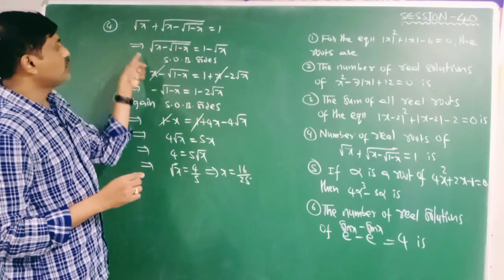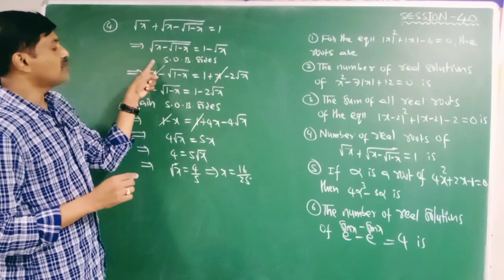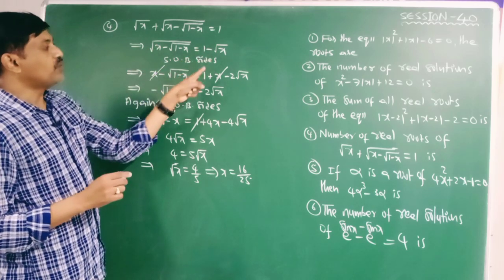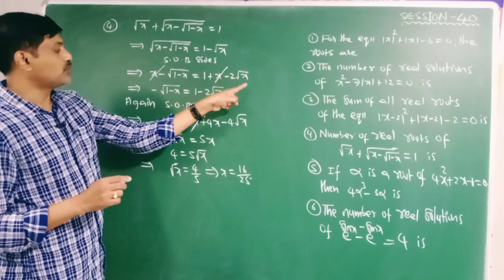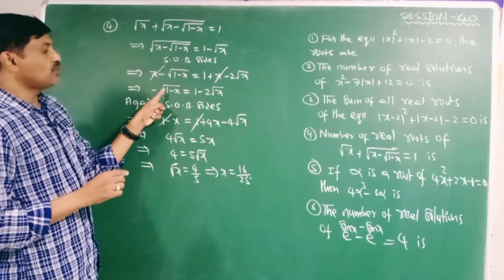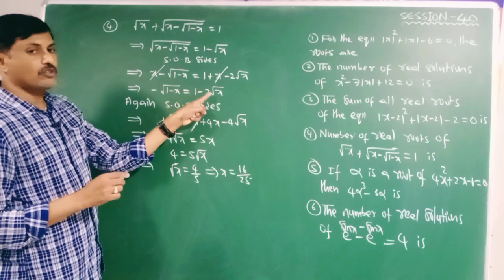Now as root x brought this side, 1 minus root x, once you square both sides, this square root cancels. (a minus b) whole square is a square plus b square minus 2ab, here x cancels on both sides, minus root over 1 minus x is equal to 1 minus 2 root x.